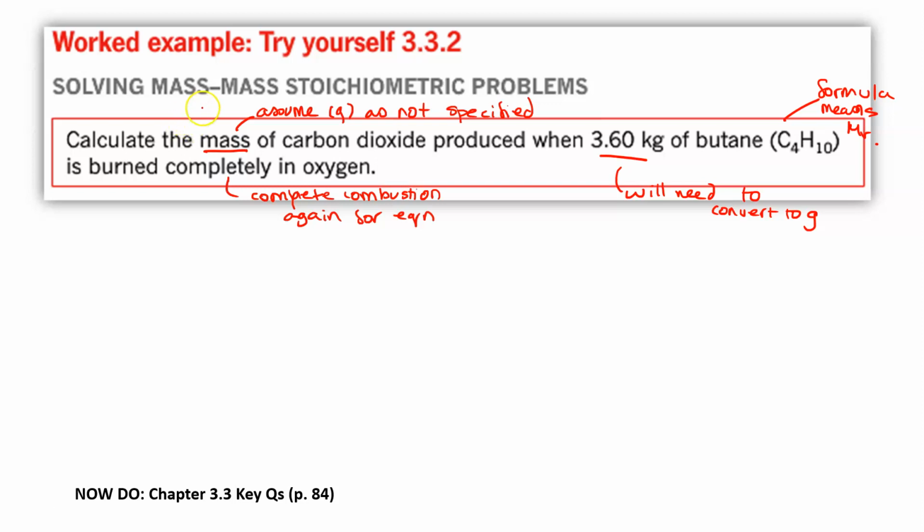Okay, so as with before, we are dealing with trying to find the mass of carbon dioxide, this time from 3.6 kilograms of butane. So we're going to need to convert this to grams before we can use it in our formula. We've been given the formula for butane, so that means we can find the molar mass, and we're dealing with complete combustion. So we can just use the combustion equation that we had before, that we balanced in the previous question. Okay, so I'm just going to write that out here.